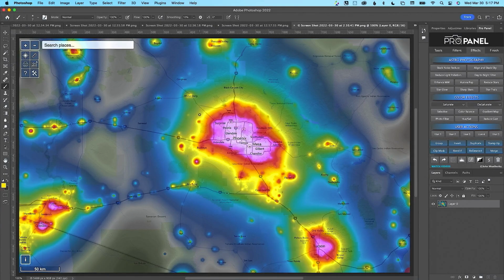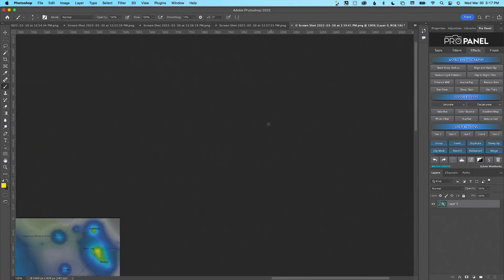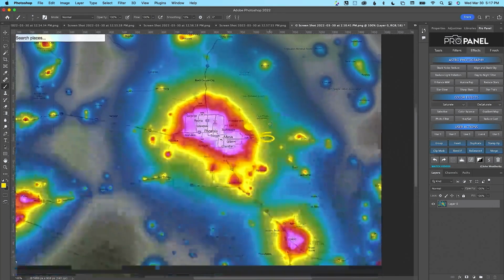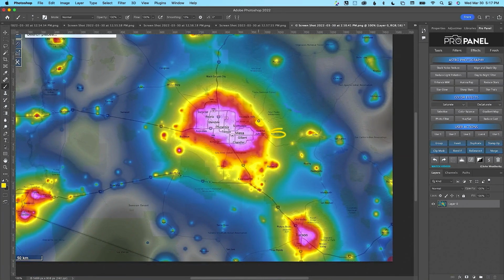All right, so here's the light pollution map for this region, and you can see we're up here by the Superstition Mountains. We're actually in this area right here. And you can see where, for most people, they'd look at that and say, why or how are you shooting the Milky Way in such a light polluted area?